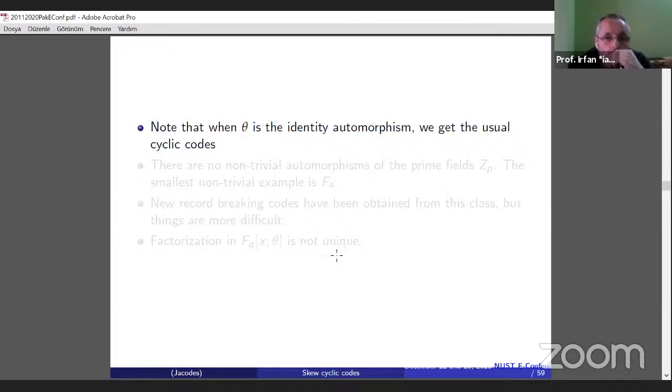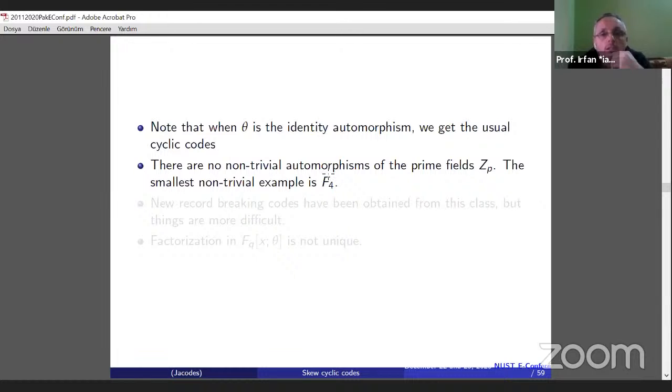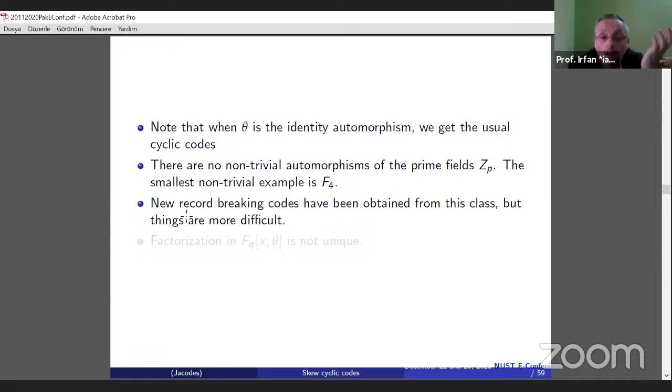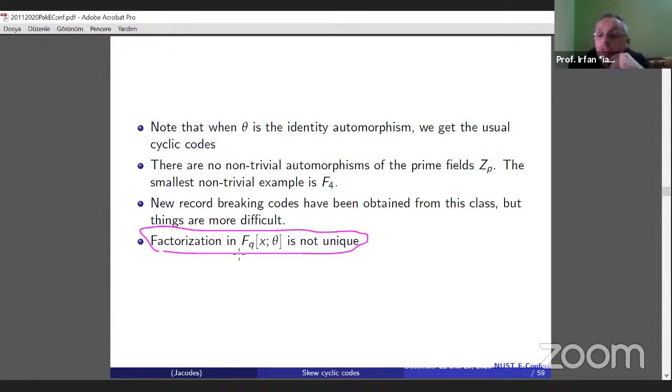Okay, now I did mention about theta being identity, then you get the usual thing. Okay, and Z_p are not interesting. You need the extension fields because then you're going to have automorphisms. And there have been some new codes, record-breaking codes over this particular class, non-commutative rings. So it makes it interesting to study. And the factorization is not unique. We are going to see in a moment. So this means in a commutative case, it was unique. So we had a limited number of codes. Here we have plenty.